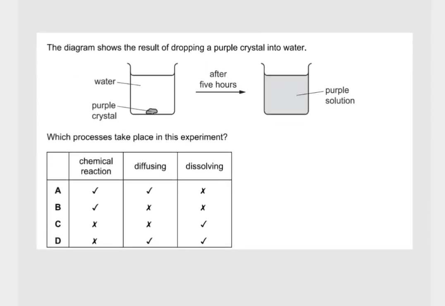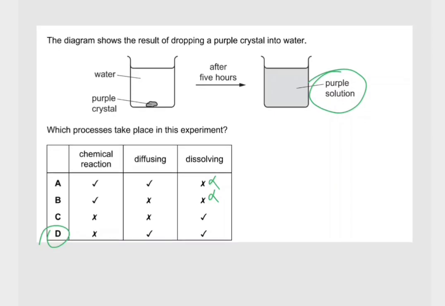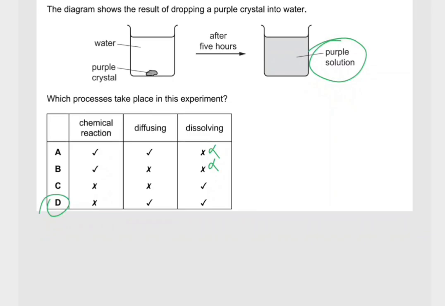The diagram shows the result of dropping a purple crystal into water. Which processes take place in this experiment? Definitely this crystal dissolves, so there is dissolution, right? Now there's also diffusion, otherwise there should be two colors for the solution, but it mentioned a purple solution, right? So there is diffusion and dissolving, so the answer is D. And there will not be any chemical reaction because there is no mention of a new substance being produced or any other indication of a chemical reaction.